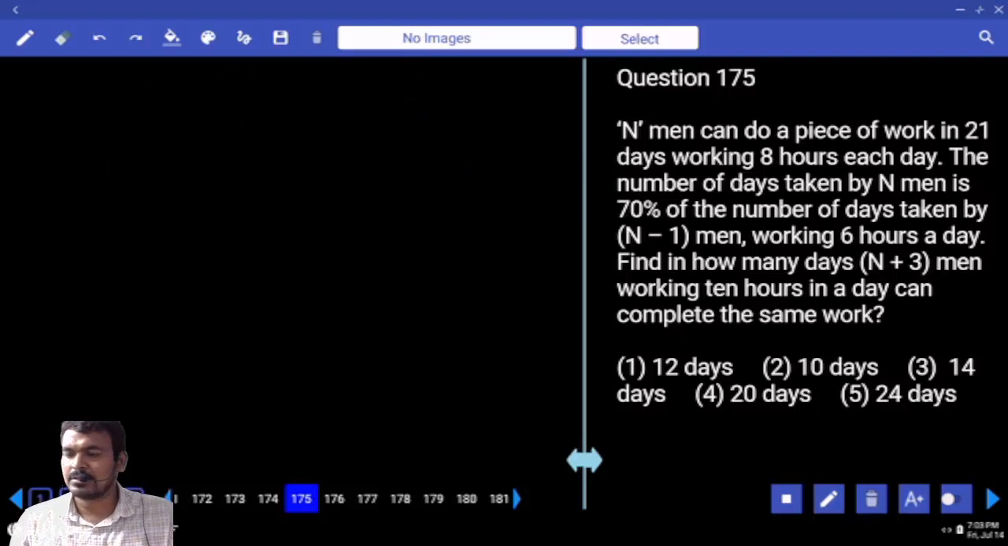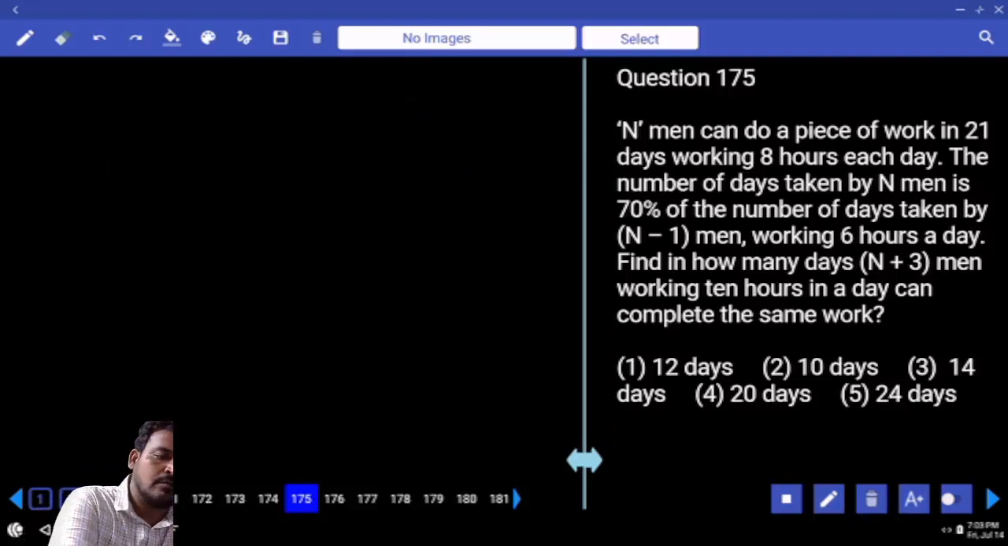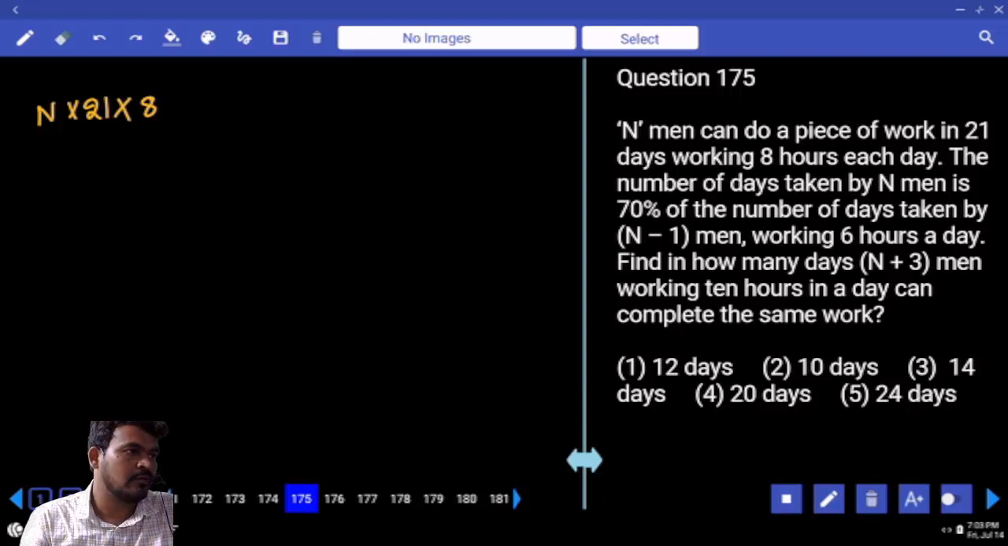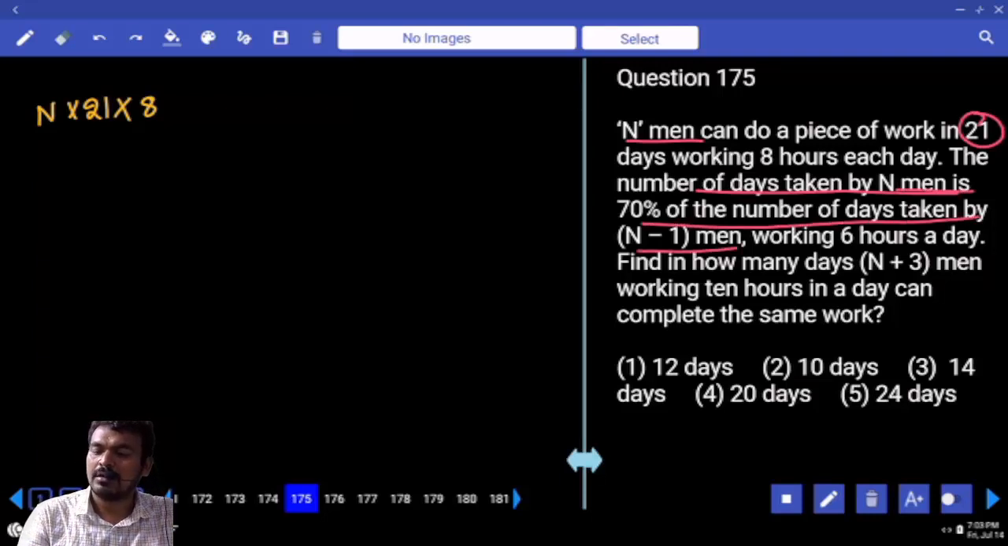First of all, N persons can do the work in 21 days, so we write N into 21 days. Per day how many hours are they working? 8 hours. That will be the total work. For the next point, the number of days taken by N men is given. For N men, how much time is taken? 21 days. That will be 70% of which one? The number of days taken by N minus 1. So 21 days equals how much percent? 70%.